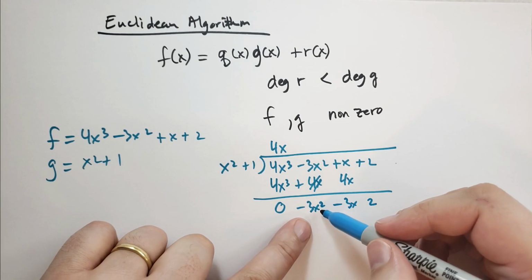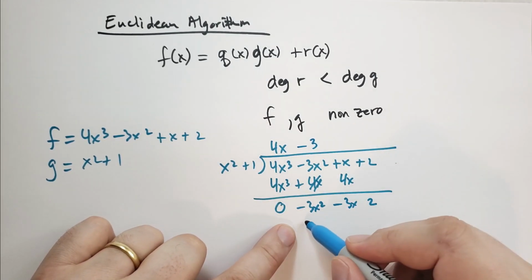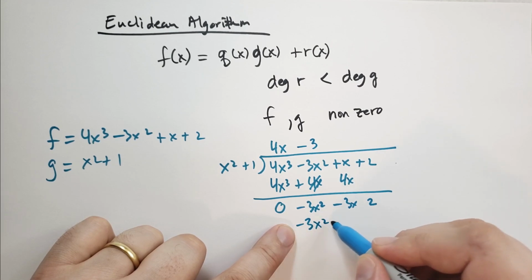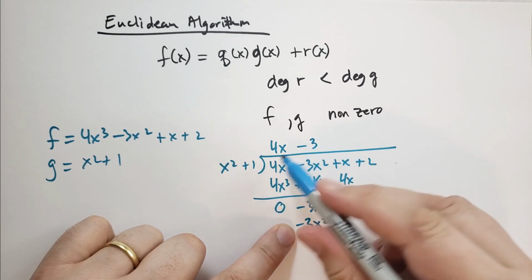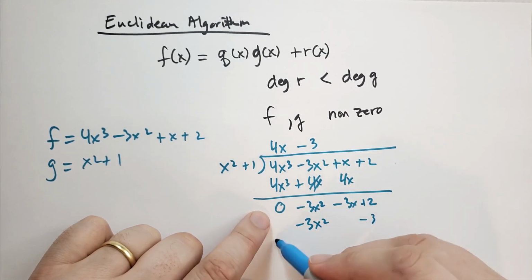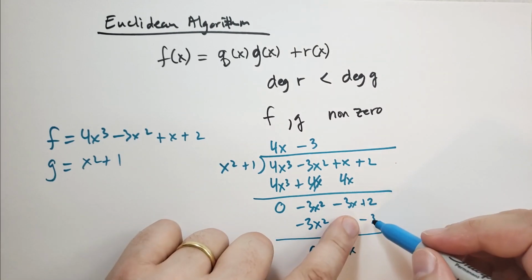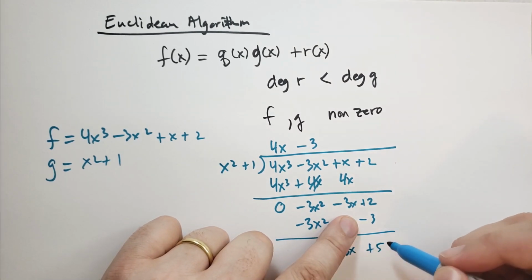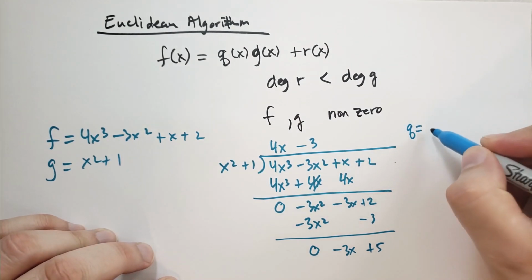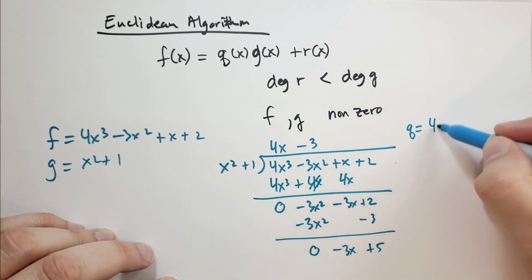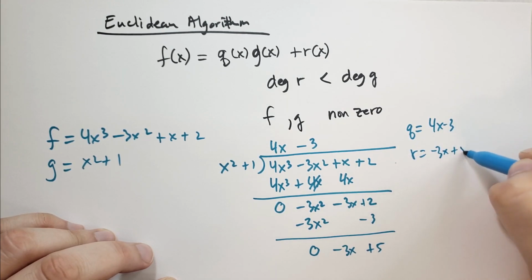Now we have the minus 3x squared term, so we say minus 3. So it's going to give us minus 3x squared. And then this is a plus 1, so minus 3 times plus 1 is going to be minus 3. And we're subtracting this, so this is going to be 0. Keep the minus 3x. 2 minus minus 3 is going to be 5. So we get q is equal to 4x minus 3, and r is equal to minus 3x plus 5.